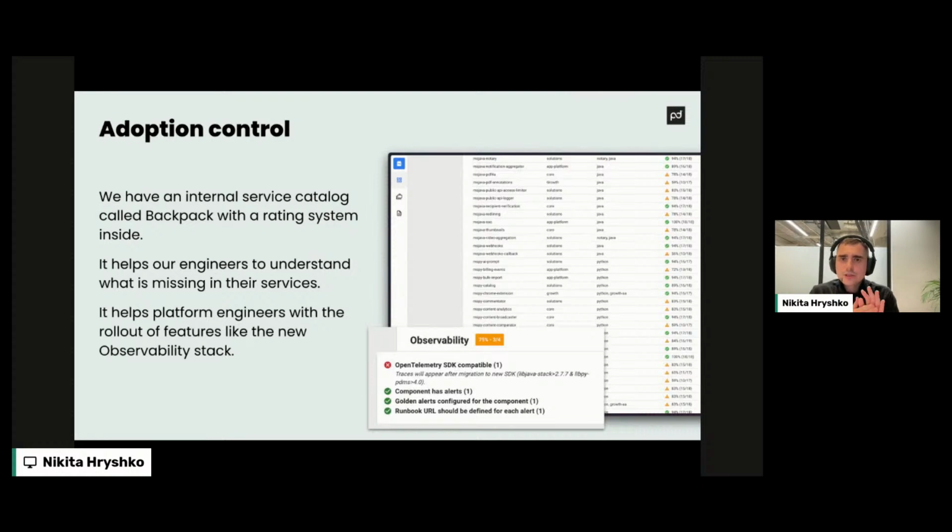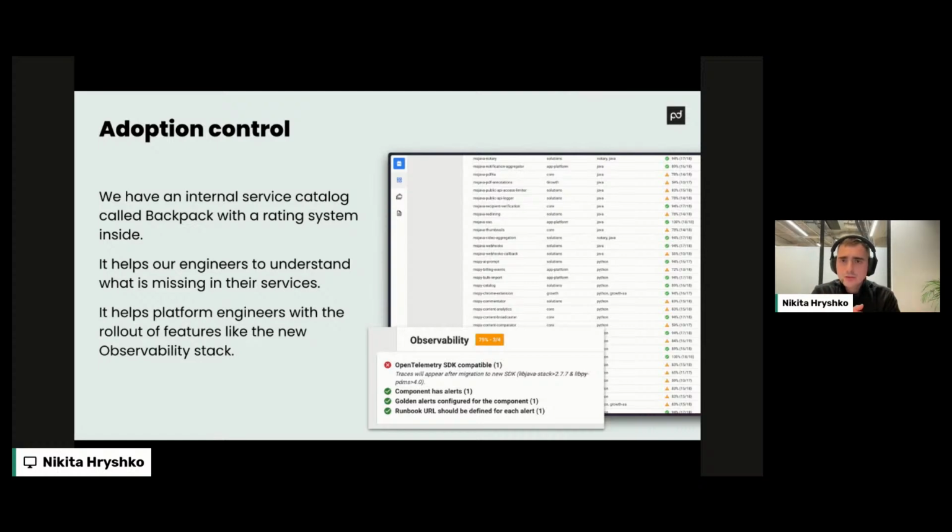This is what we did on the adoption topic. Happily for us, we have an internal service catalog called Backpack. It's a similar thing to Backstage or Cortex. But what is great about our system, we have ratings inside. And this helps our engineers to understand what is missing in their services and how to fix it. It also helps platform engineers with the rollout of features like the new observability stack.